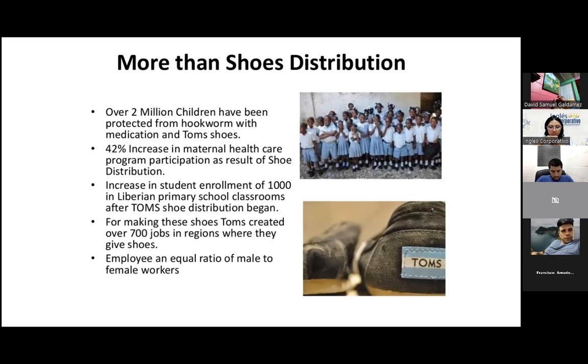More than shoe distribution, over 2 million children have been protected from hookworm with medication in Tom's shoes, and a 42% increase in maternal health care program participation as a result of shoe distribution, an increase in student enrollment of 1,000 in Liberian primary school classrooms after Tom's shoe distribution began. For making these shoes, Tom's created over 700 jobs in regions where they give shoes, employing an equal ratio of male to female workers.